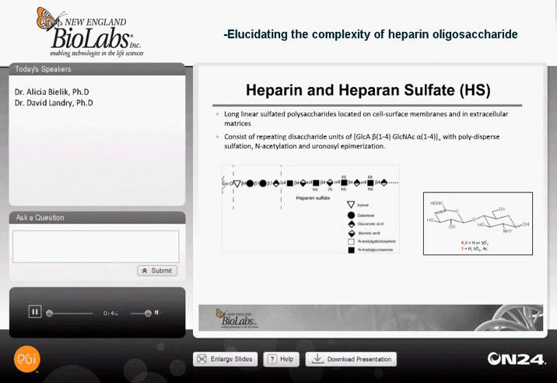From there, chain polymerization occurs, which creates repeating disaccharide units. These repeating disaccharide units consist of a glucuronic acid with a beta-1,4 linkage to an N-acetylgalactosamine. They're polydispersed with respect to sulfation, acetylation, and uronic acid epimerization. As you can see in the figure on the right, this is the repeating disaccharide unit in which the R, the X, and the Y groups can be modified with either a sulfate, an acetyl group, or a hydrogen, making them extremely diverse and complex.